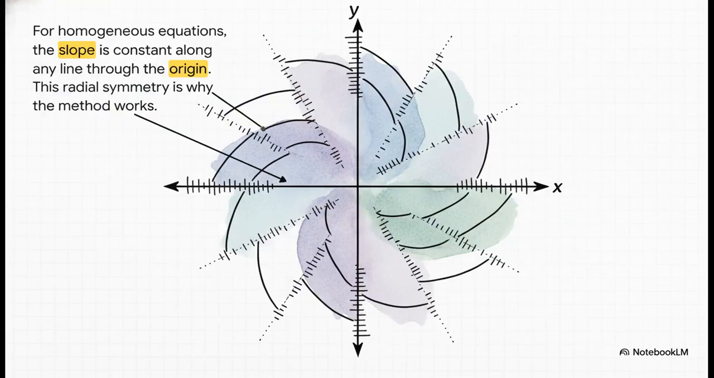But you might be wondering, why does this even work? Is it just some random algebraic trick? Nope. There's actually a really cool geometric reason behind it. Homogeneous equations have something called radial symmetry. Basically, it means that if you draw a straight line out from the origin, the slope of the solution is the same everywhere along that line. And since y over x is just the slope of that line from the origin, it makes perfect sense why substituting it simplifies the whole thing. It's kind of beautiful, right?